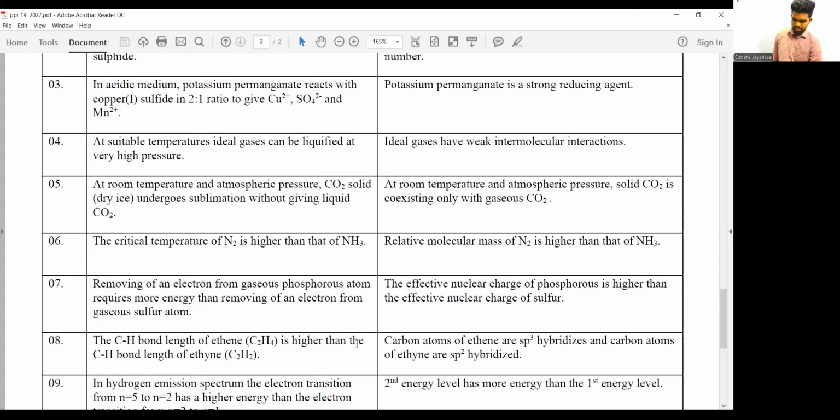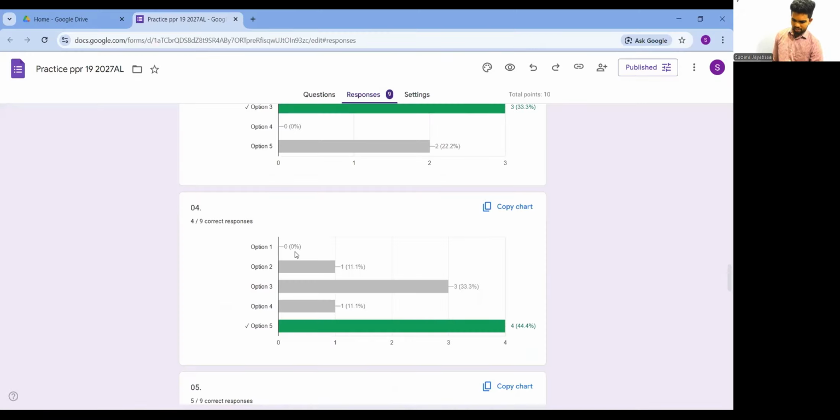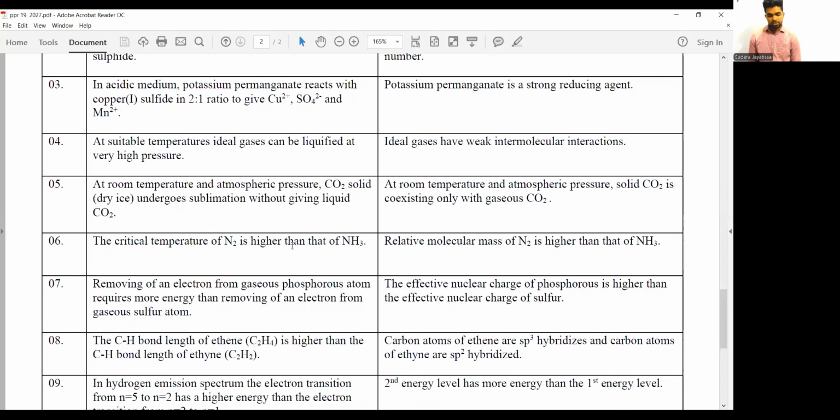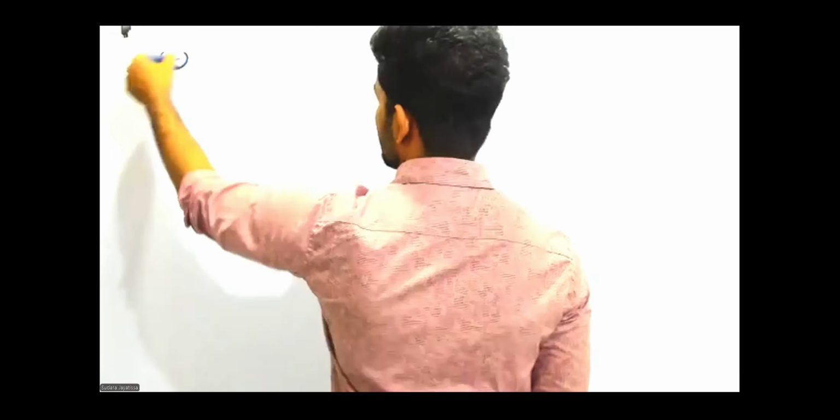Now let's go and check your answers for this one. I'm curious. So here both statements are wrong. Okay, very good. 4 of you have taken that answer. Some of you are misguided. But however, good. Better than I expected. At suitable temperatures, ideal gases can be liquefied at very high pressure. So why is it wrong?